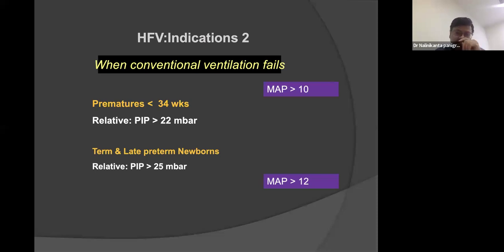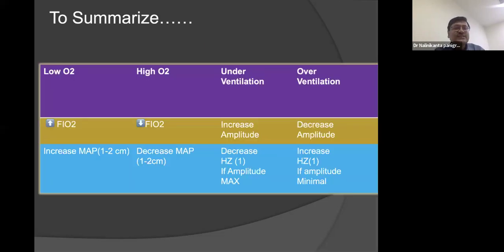If it is a late preterm or term baby, with a PIP of more than 24 or 25, or a mean air pressure of more than 12, probably we can use rescue HFO, because a PIP of 24-25 starts injuring the lungs with higher tidal volume. So you can rescue with HFO, which can ventilate with a lower tidal volume.